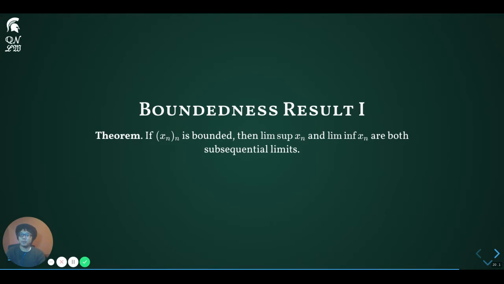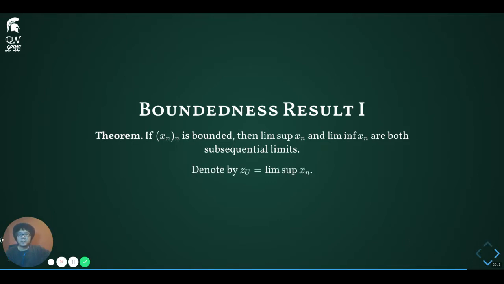The first theorem says that if x sub n is a bounded sequence, then the limsup and liminf are both subsequential limits. Notice that, as we discussed before in week 5, for any bounded sequence, there exists a limsup and a liminf, thanks to the order completeness of the real numbers. So the key part of this theorem is that the values limsup and liminf can be achieved as subsequential limits.